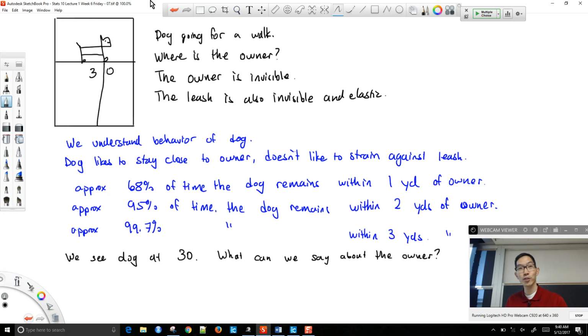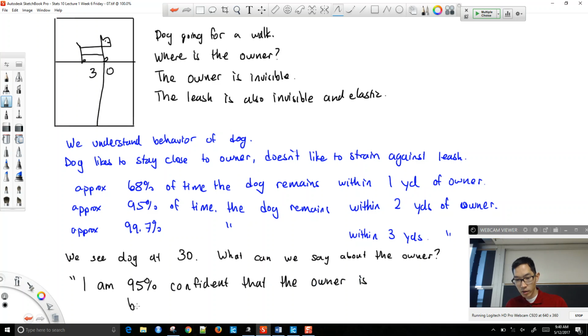28 and 32, right? So I can say something like, I am 95% confident the owner is between 28 and 32. Does that make sense there? All right. Does that guarantee that the owner is between 28 and 32? No, the owner could be at 33, okay?